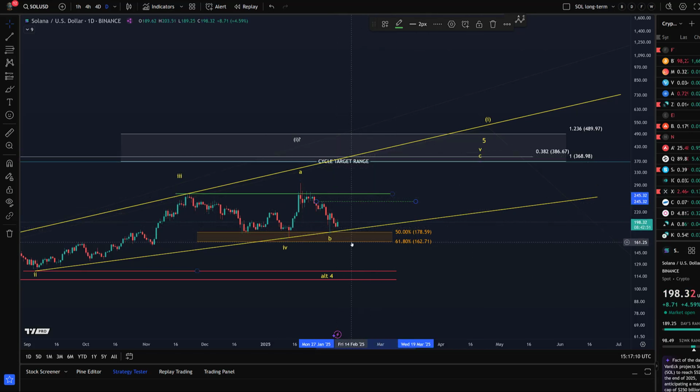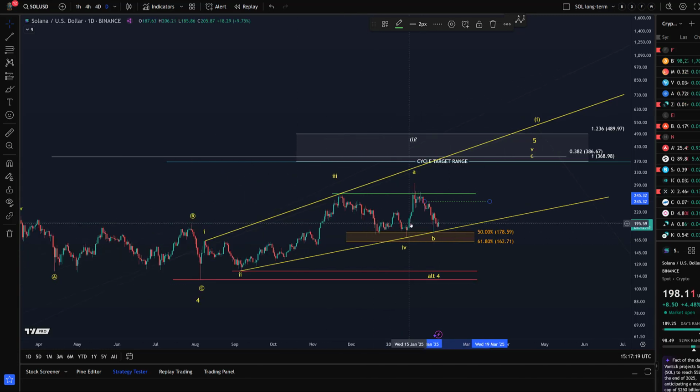Rather, one more low is likely. In this case, you can watch the $162 level. Below that, I think the $100 area could be a relevant target area.